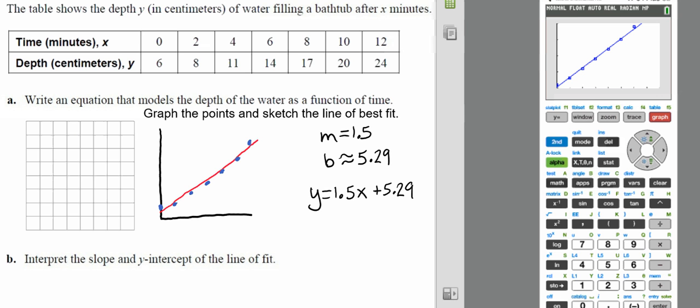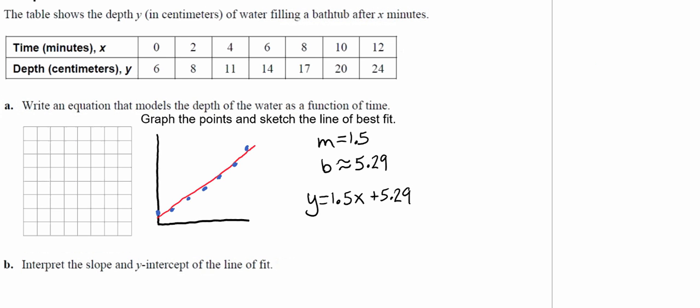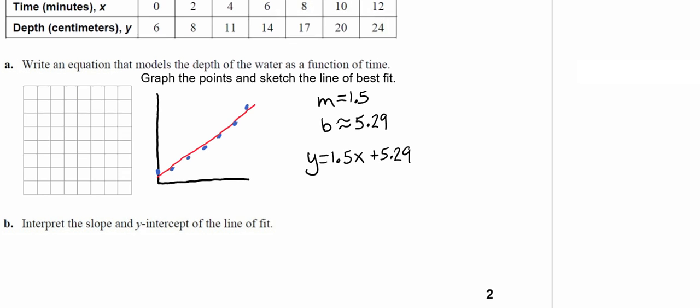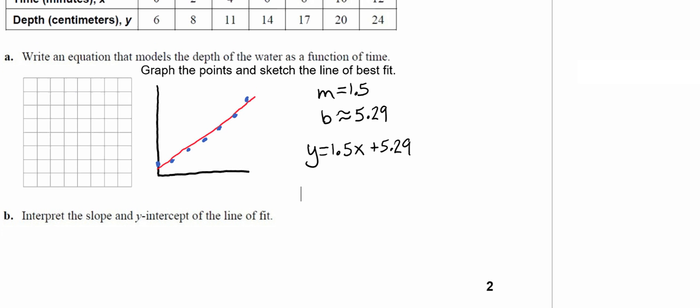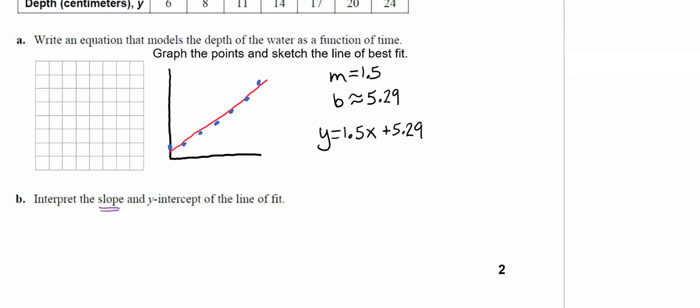So notice that it touches most every single point, but there are some that are above it and some that are on the lower side of it. So now we want to interpret the slope and the y-intercept of the line of fit, meaning what are those things saying? So it's saying interpret the slope and the y-intercept of the line of fit.